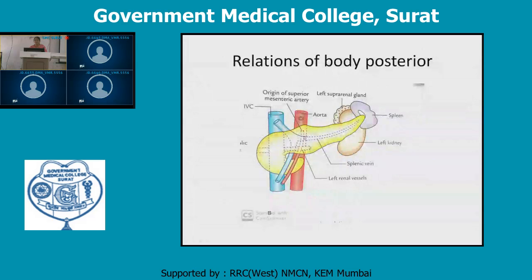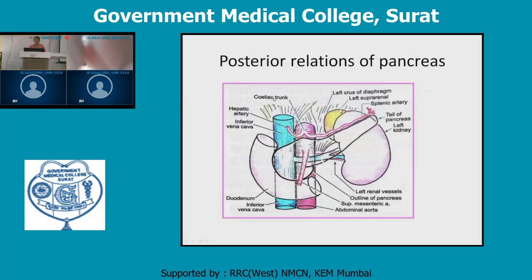Here you can see the splenic vein. Right? So the splenic vein, then what will be here? Renal vessels. This is the left kidney. The left kidney is related to the body of the pancreas, and the tail lies in the lienorenal ligament, I told you. So these are the relations of the body, but don't forget there is a splenic vein on the posterior surface. I would like to show you one more diagram for the posterior relations of all the parts of the pancreas.